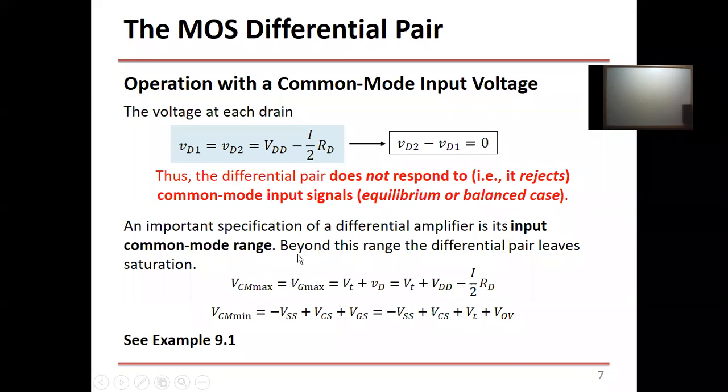Okay, and we also identified the common mode range, which determines the maximum and minimum common mode input for this operation mode. And we said that the VCM max is this value here, and the VCM min is this value. Okay, and we studied example 9.1.